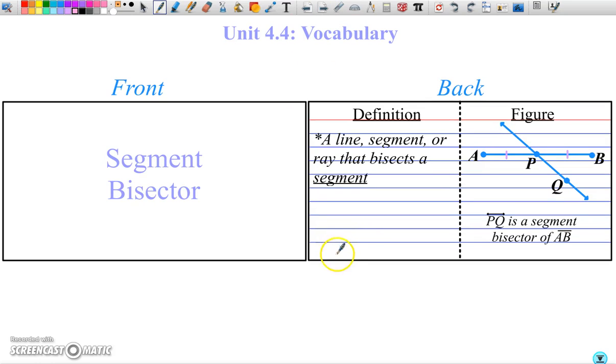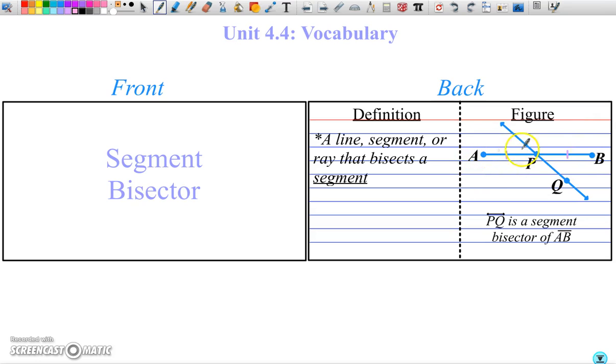Then we have what we call a segment bisector. And the reason I want you to have segment bisector is just to remind yourself of what exactly it is. So again, just like the angle bisector, it can be a line, a segment, or a ray, except this is going to bisect a segment.